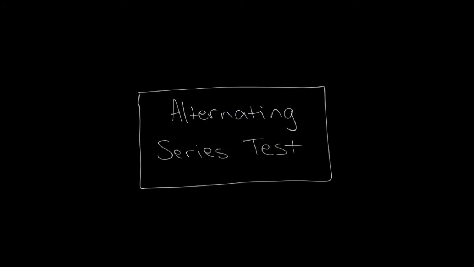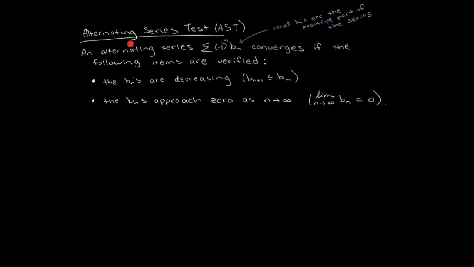First, let's talk about the alternating series test. The alternating series test is also known as AST, and here's the type of series you should apply it on. Something where the terms alternate between plus and minus. A typical example would have (-1)^n. If n is even, then this coefficient is a plus, and if n is odd, then this coefficient is a minus. The b_n's here are assumed to be the positive part of the series. A series that has this format converges if the positive part, the b_n's, are both decreasing and approaching zero.